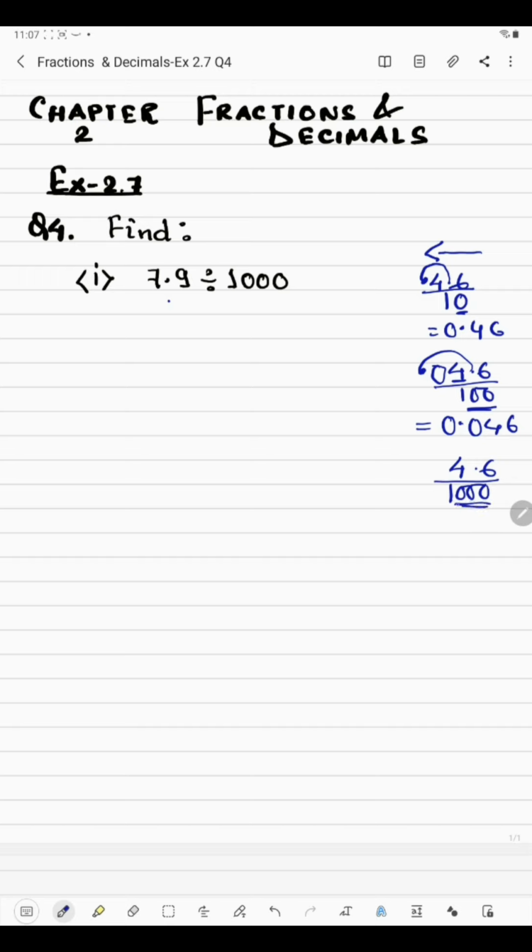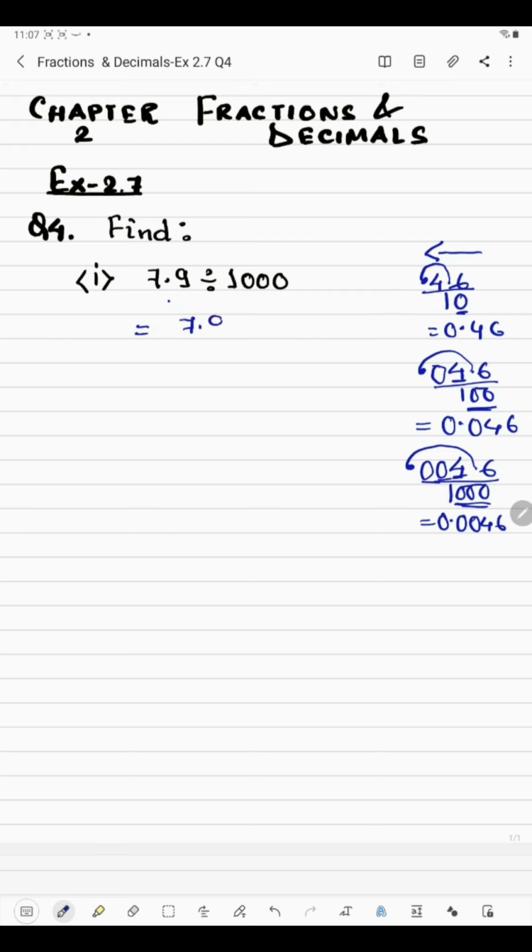But when the decimal is divided by 1000, since 1000 has 3 zeros, the point will be shifted 3 digits. So here we already have 1 digit, so 2 digits we will have to make by putting 0. So see, 1, 2, 3. So the point will be shifted here. So the answer will be 0.0046. Okay.